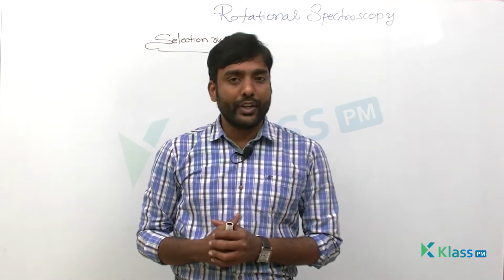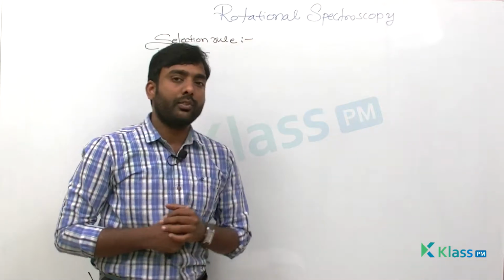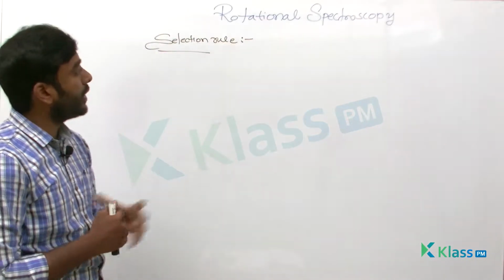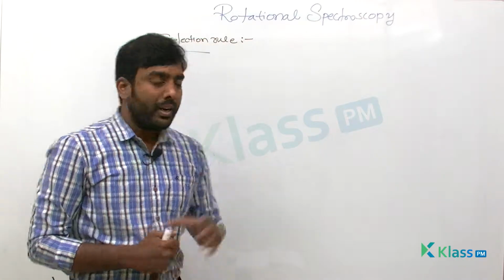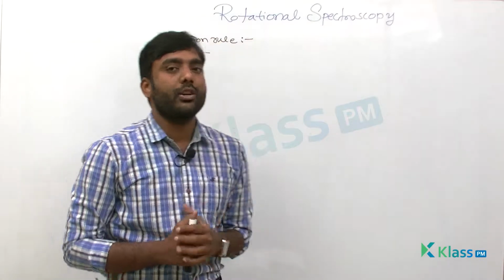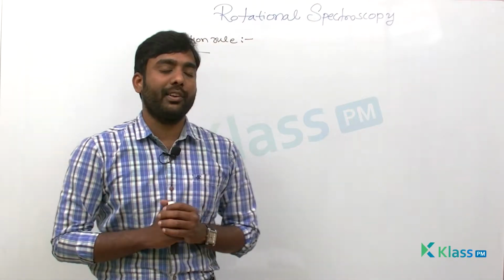We are discussing rotational spectroscopy. In the previous class we learned the energies of rotational spectroscopy, and in today's class we are going to learn what the selection rule is for rotational spectroscopy. When it comes to the selection rule, the transition occurs between two successive energy levels only.